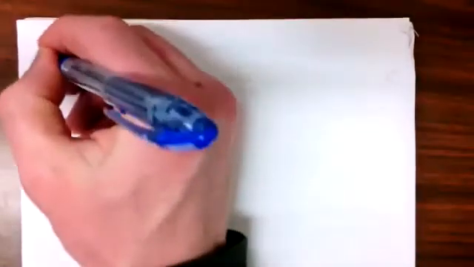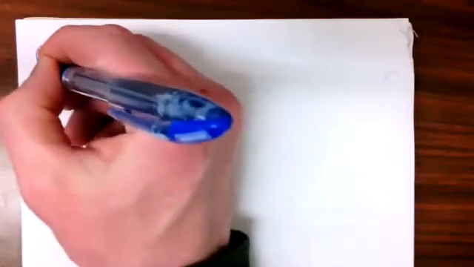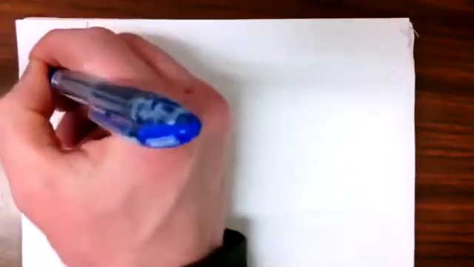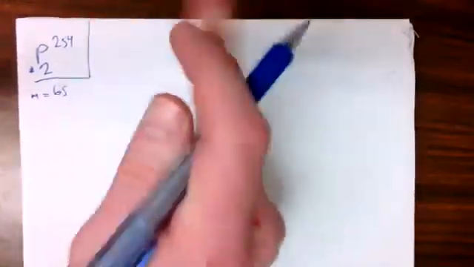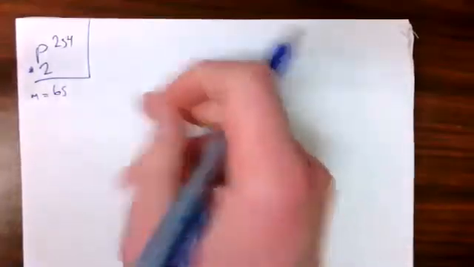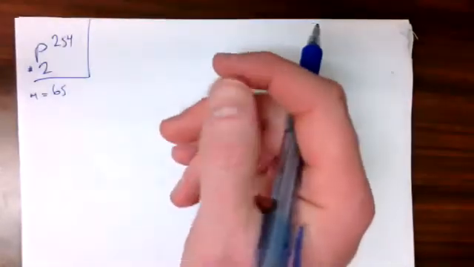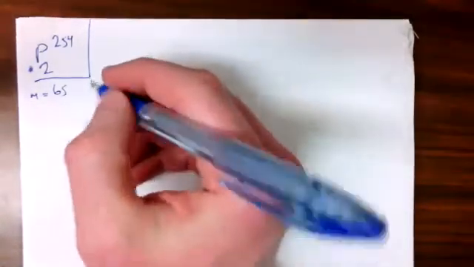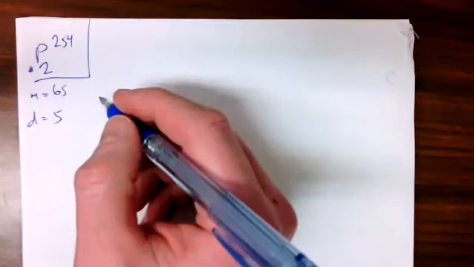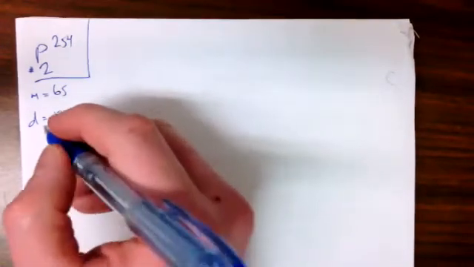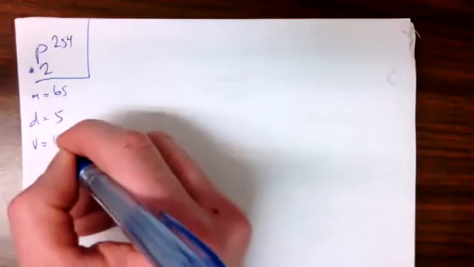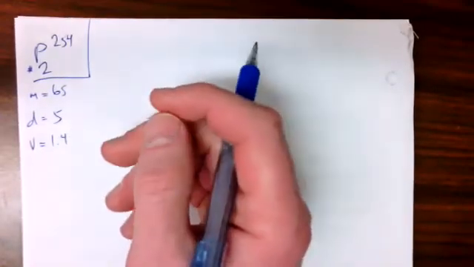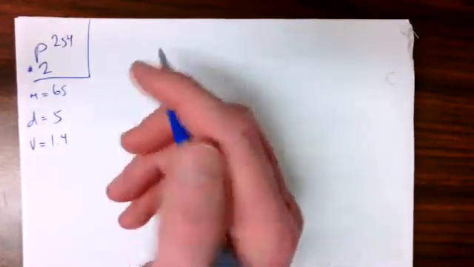Okay. Page 254, number 2. A 65 kilogram student, mass equals 65. Student climbs 5 meters, displacement is 5, in gym class at a constant speed of 1.4, so v equals 1.4. Determine the time it takes the student to climb up the rope and then the power.